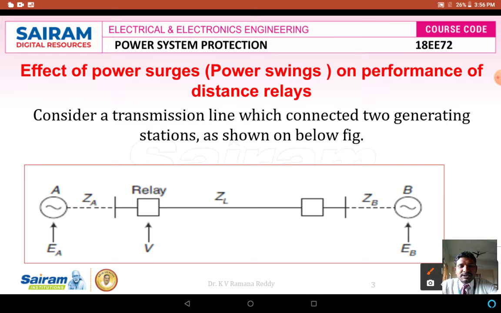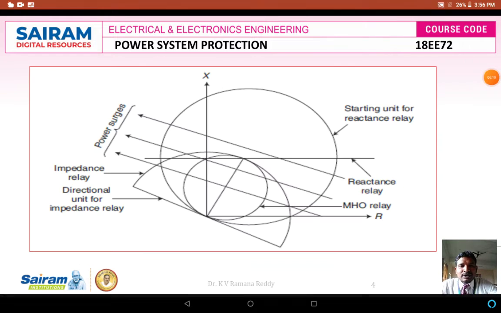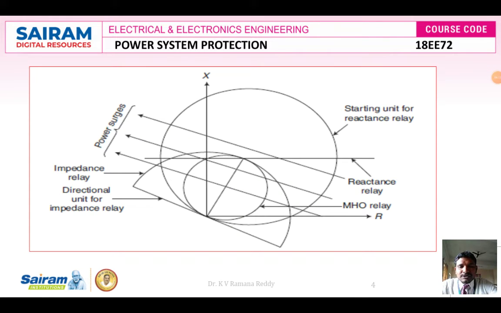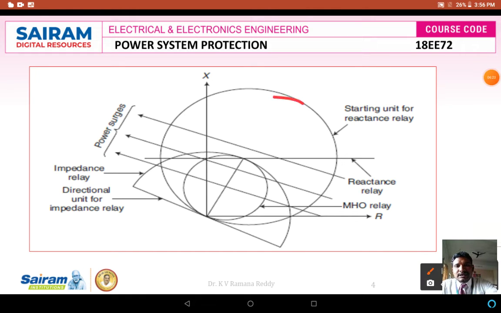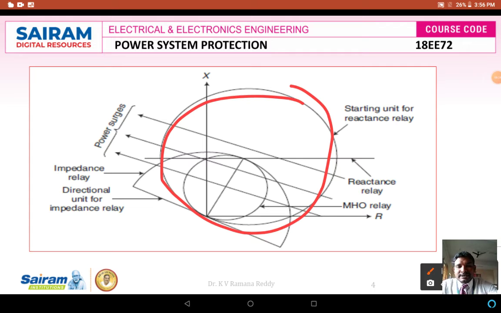So in a unit protection system, how do power surges take place, and what impact do they have on the performance of the distance relays? Here we are showing the operating characteristics due to the power surges. For example, if the operating characteristic lies within this circle, then only the relay will protect.